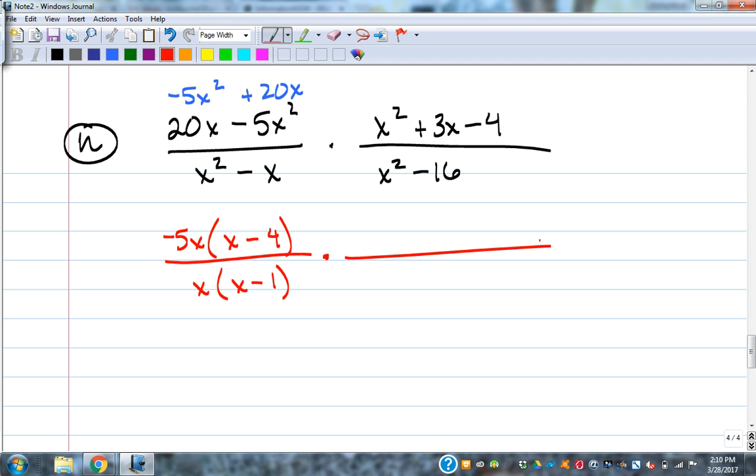Second fraction, how does it factor? X plus 4, x minus 1. Good job, Molly. What's the next one? And just go to canceling stuff.